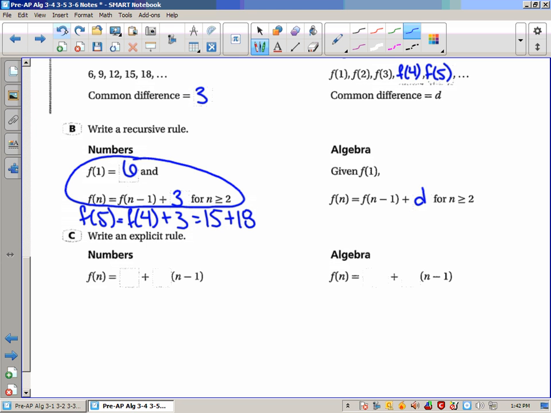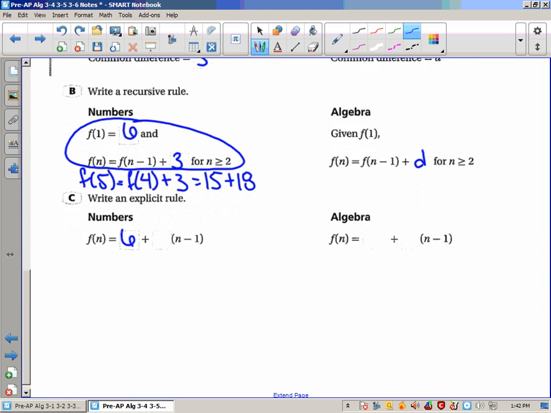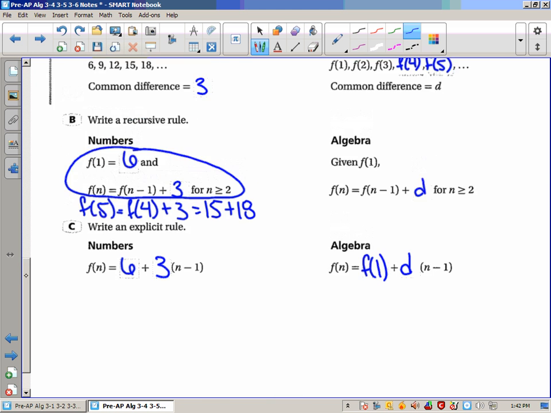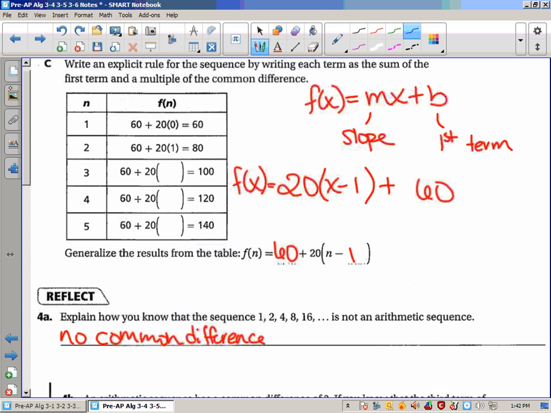Now, when I write my explicit rule, what we need to know is still the common difference and the first term. The first term will go here, which I'll write in algebra as f of 1. And then the common difference is d, and I'll put that common difference here. In the example that we had in the notes, up here, we talked about how the common difference is the slope, and the first term is like the y-intercept.